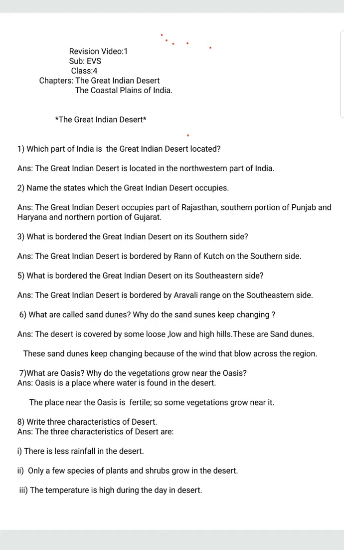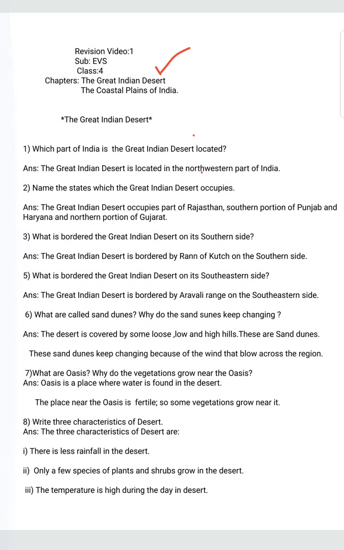Okay, so let's start. First I'll discuss the question answers from the chapter The Great Indian Desert. So here is the first question. Which part of India is the Great Indian Desert located in?